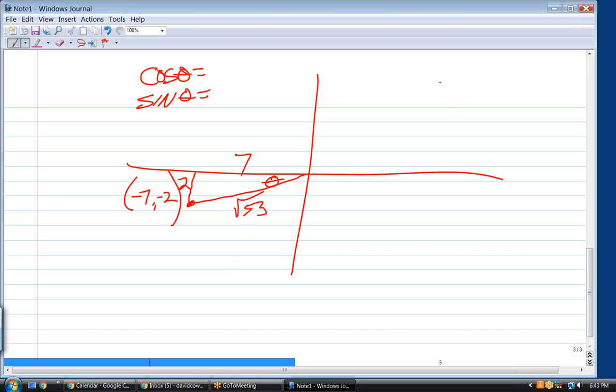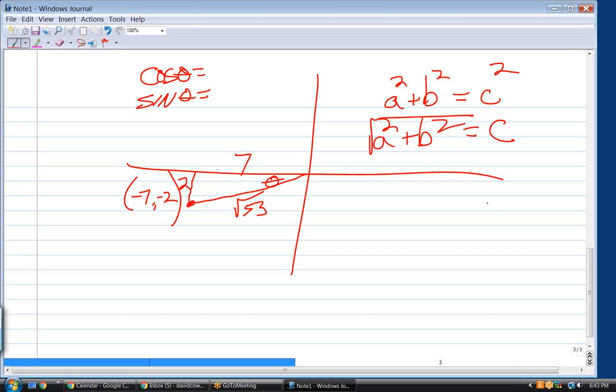Here's the underlying theorem. As long as you remember this, you can always figure it out. We were trying to solve for c, the hypotenuse. So c is the square root of a squared plus b squared. And that's what you did. You took the square root of 7 squared plus 2 squared. And notice that because I'm squaring them, it doesn't matter if they're negative or positive.